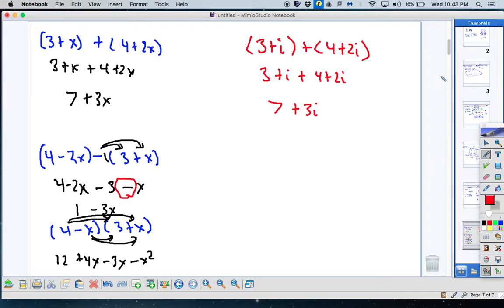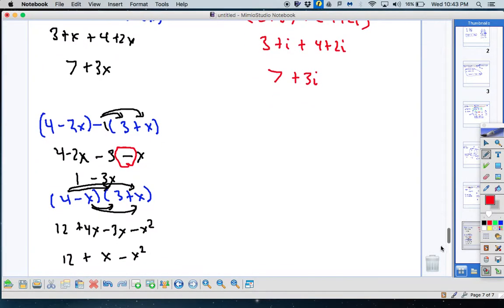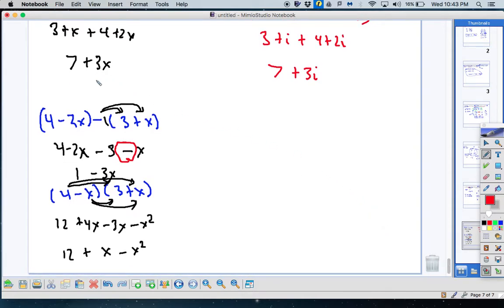So this is not really a whole new thing. You just got to understand that you can treat that i like a variable x and do the same things that you've done all along back in Algebra 1. All right, so let's look at the next example then, when we subtract them.